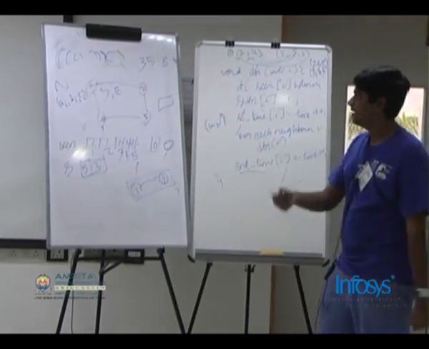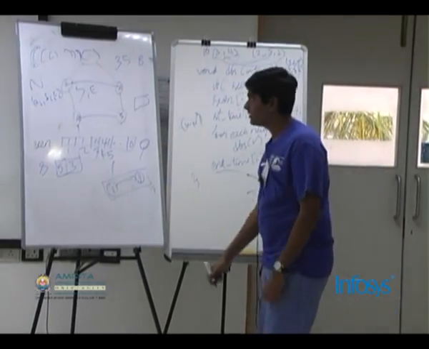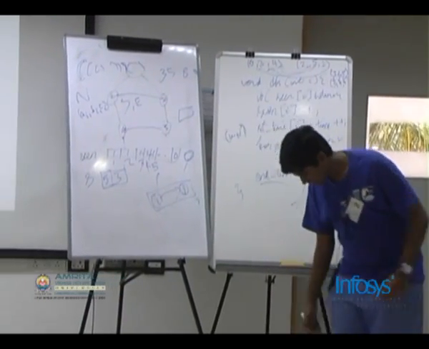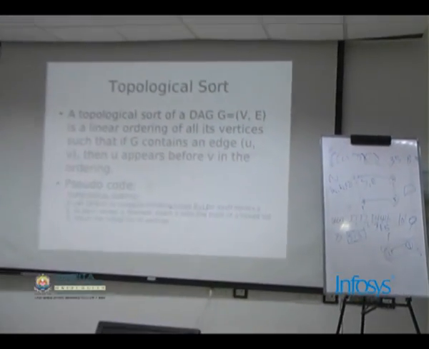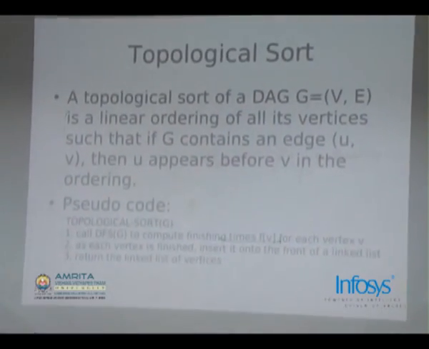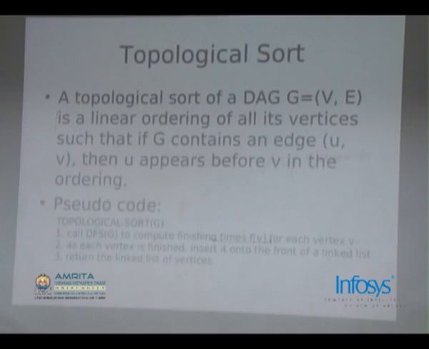Okay, so a topological sort of a DAG, a directed acyclic graph. A topological sort of a DAG G equal to V comma E is a linear ordering of all its vertices such that if G contains an edge U comma V, then U appears before V in the ordering. Okay? Correct? So what we need is to get a topologically sorted ordering of this graph.